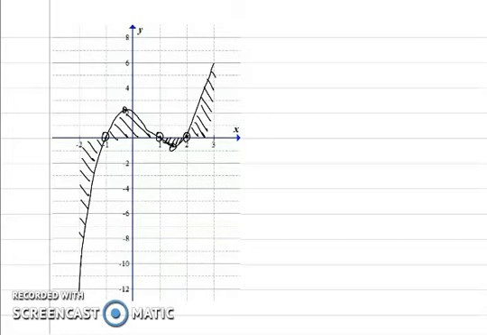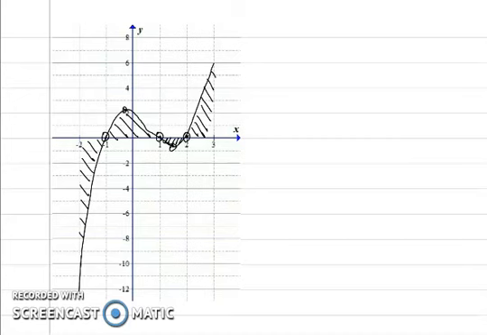So from the curve, we can identify at least 4 different regions that we need to find the area of in order for us to get the total area. 2 of the areas are above the x-axis, and 2 of the areas are below the x-axis.